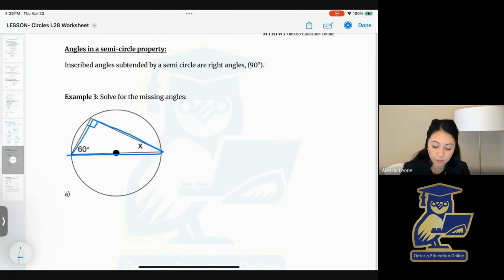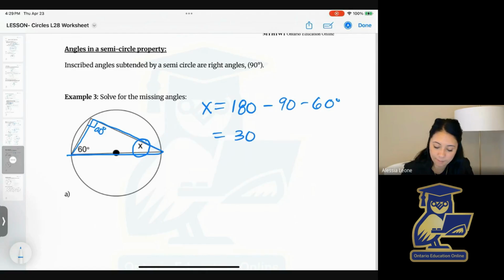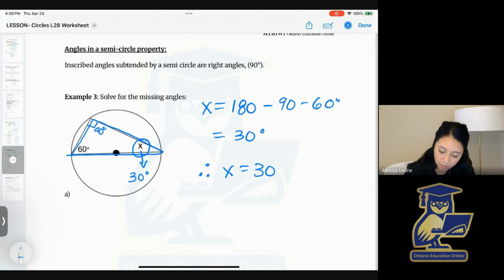Now we need to solve for x. So we know all the angles in here should equal 180 degrees. So now we will take x equals 180 degrees, take away what we now know. That gives us a balance of 30 degrees. Therefore, x equals 30 degrees. 90 plus 60 plus 30 will give us 180. Therefore, we could check our math and know we did that correctly.